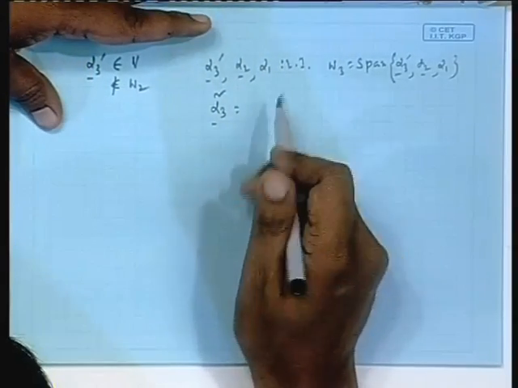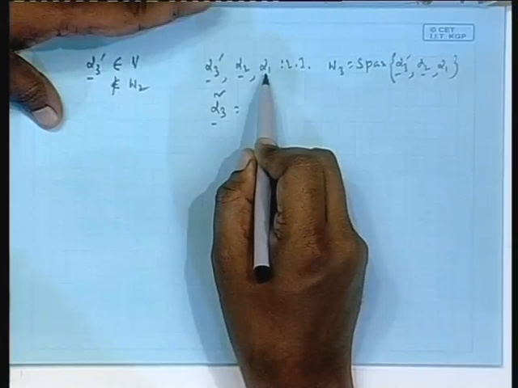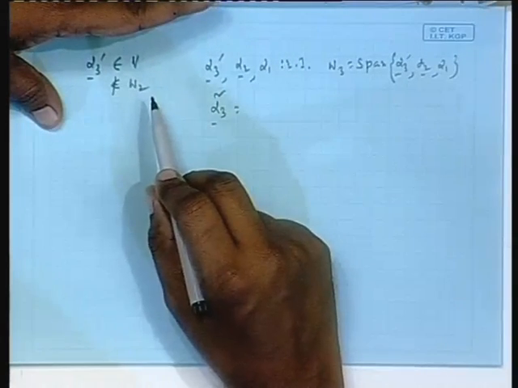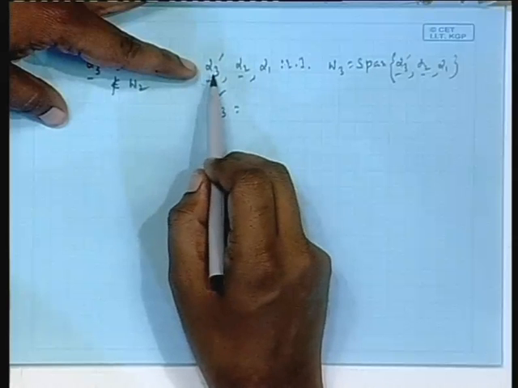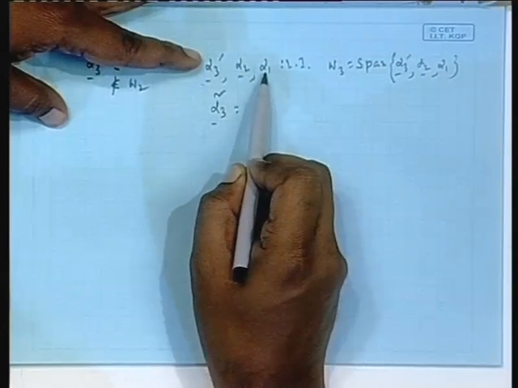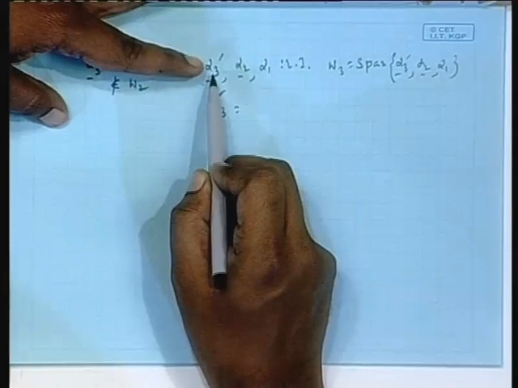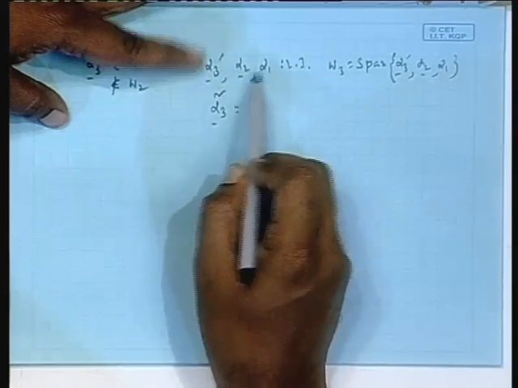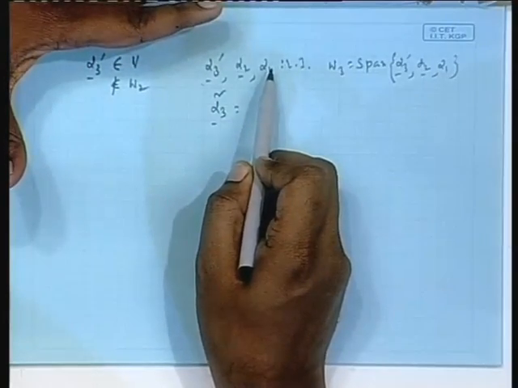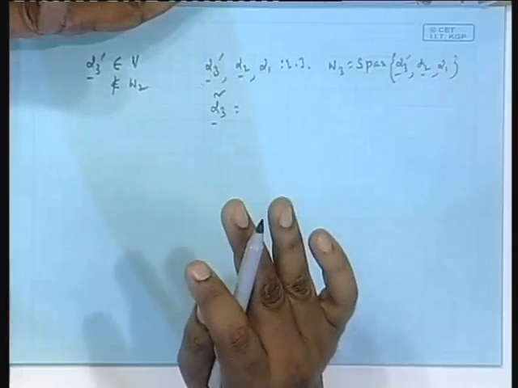What kind of linear combination? In general, it could be some c 1 times this plus c 2 times this plus c 3 times this. I will take c 3 common, so that this leading guy, alpha 3 prime, plus c 2 times alpha 2 plus c 1 times alpha 1, has coefficient 1 and others have some coefficient. And c 3 will not matter, because finally, I will be normalizing this vector, so that this has unit norm.